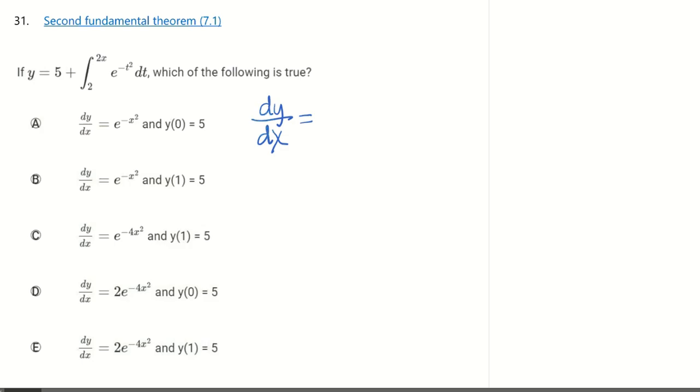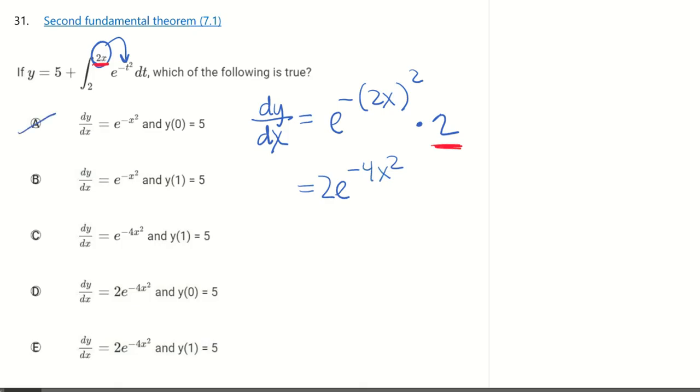It looks like I'm really zoomed out. That's all right, though. dy dx is going to be where I take the upper bound and throw it in wherever I see t in the integrand. So e to the negative 2x squared. And then I need to remember to multiply by the derivative of that 2x for the chain rule, right? This derivative right there. That's one that a lot of people will forget about. So I would simplify this and say this is e to the negative 4x squared multiplied by 2. And so that gets me down to answer choices D and E.